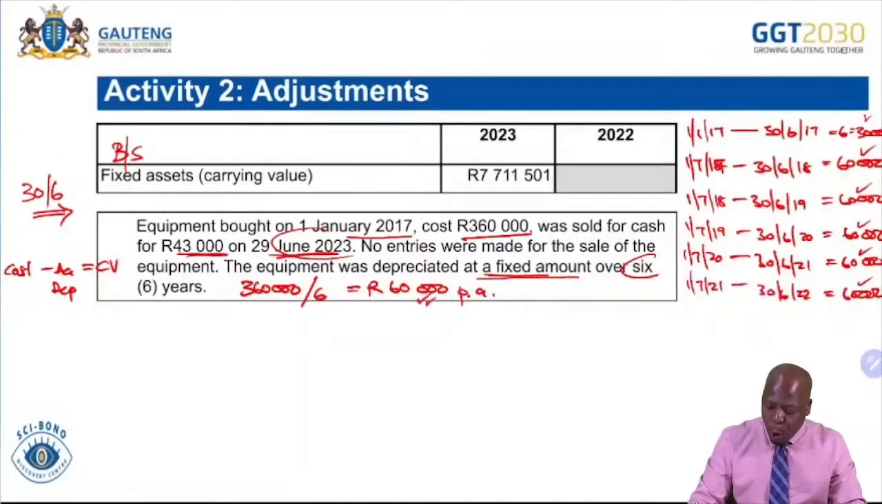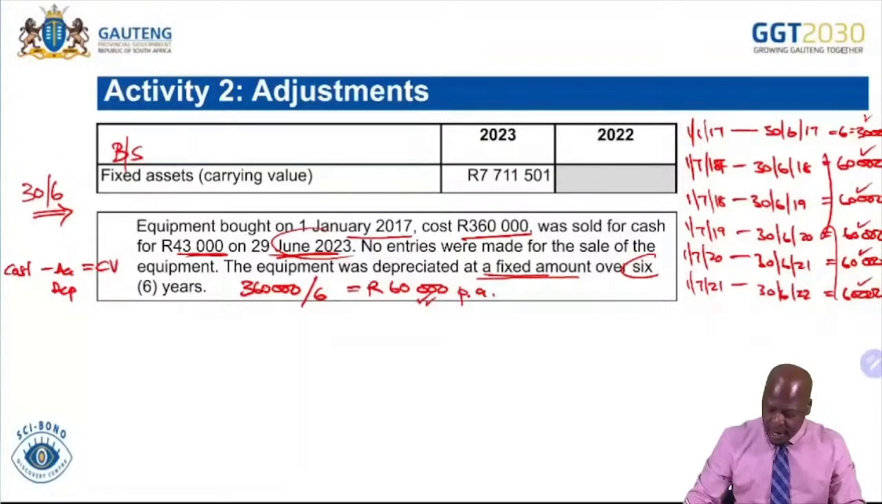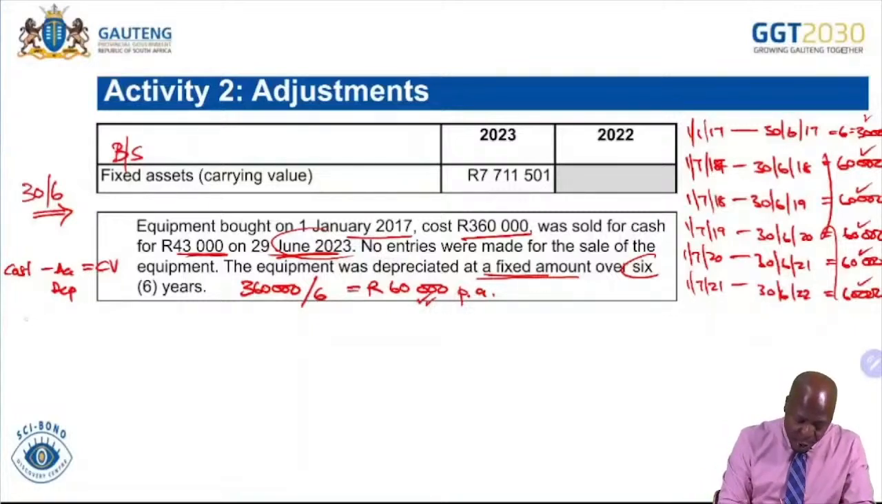And if you add all of these, you will find that the accumulated depreciation so far of this asset is 60 plus 60 plus 60 plus 60 plus 60 plus that 30, which in total will give you how much? All right. So in other words, you are simply saying 60 times 5, which is your 300,000 plus the 30. So far it has lost 330,000.